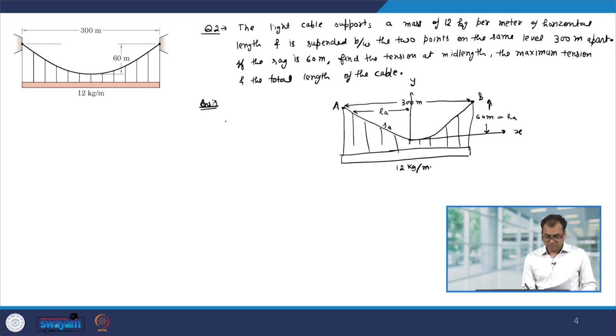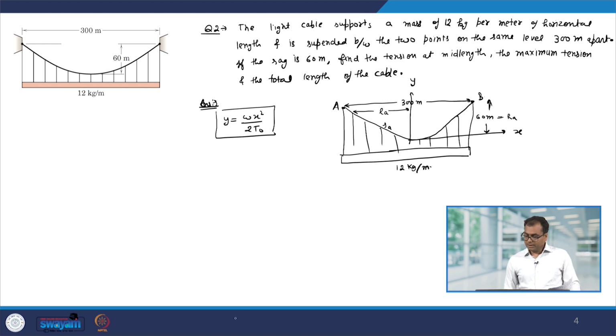So, let us use the equation of the parabola. This is y equal to W x square over 2 T naught. Now, in the question statement it has asked you to find out the tension at the mid length. Okay. Now, the tension at the mid length will be T naught. So, let us find out what is T naught. From here you can see that T naught will be W x square over 2 y. Now, to find out T naught, let us use the boundary condition.